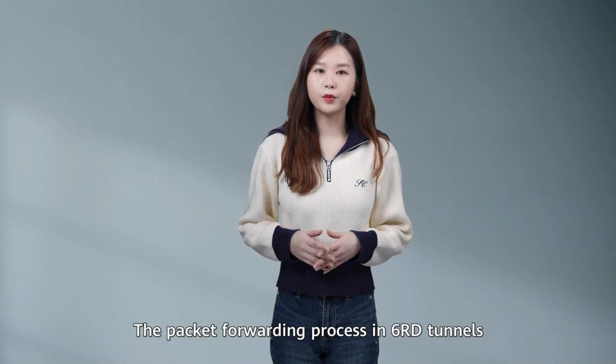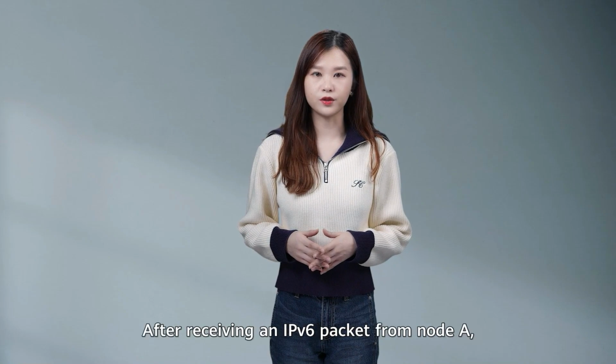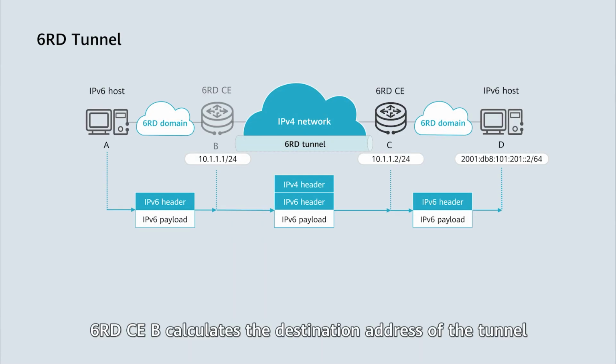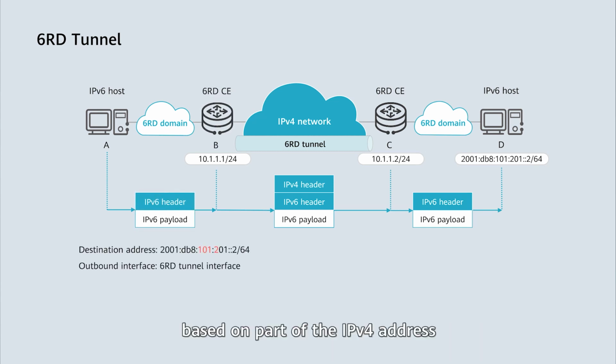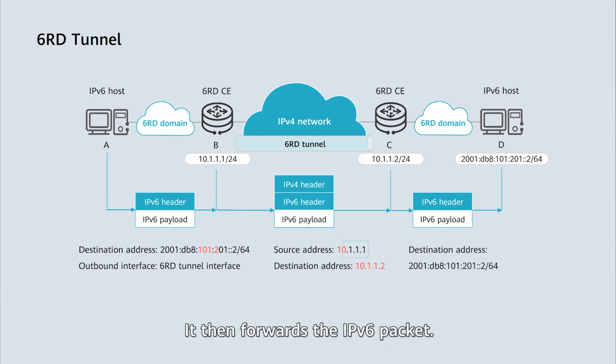The packet forwarding process in 6RD tunnels is similar to that in 6to4 tunnels. After receiving an IPv6 packet from node A, 6RD CE B calculates the destination address of the tunnel based on part of the IPv4 address in the destination address of the packet and the source address of the tunnel. It then forwards the IPv6 packet.